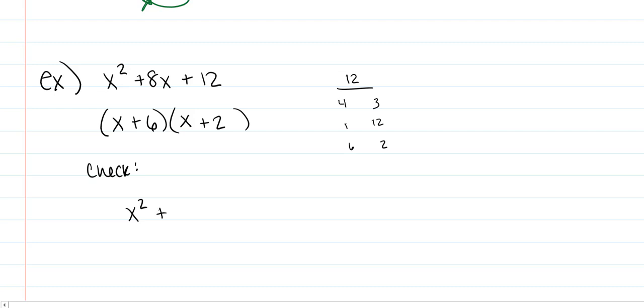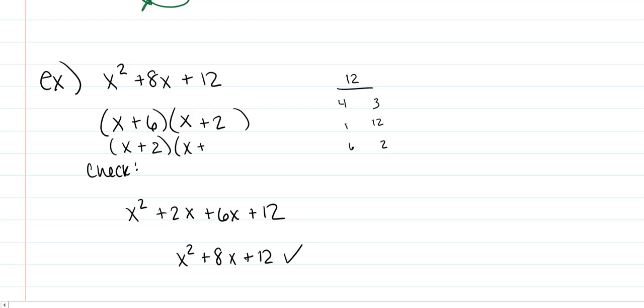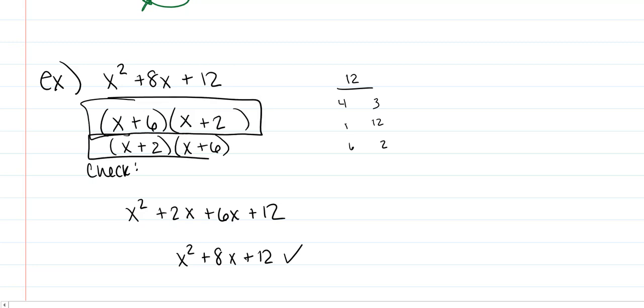When I multiply it back out, x squared plus 2x plus 6x plus 12. And we get the exact same thing. It's also okay if you had written it x plus 2 times x plus 6. Either one of those is fine. All right. And that's how fast you will be able to do it after a little bit of practice.